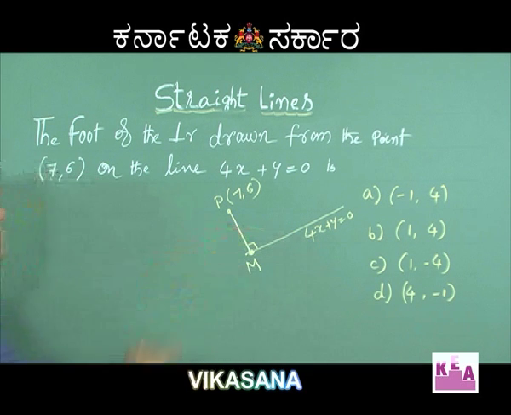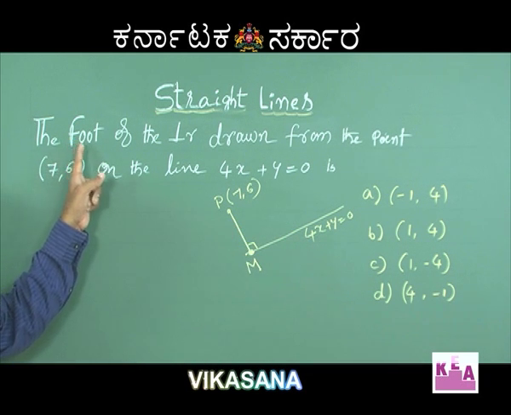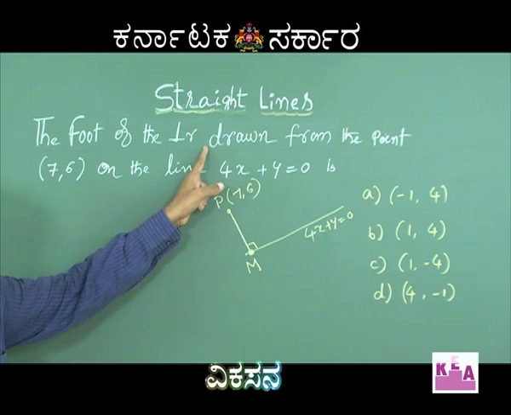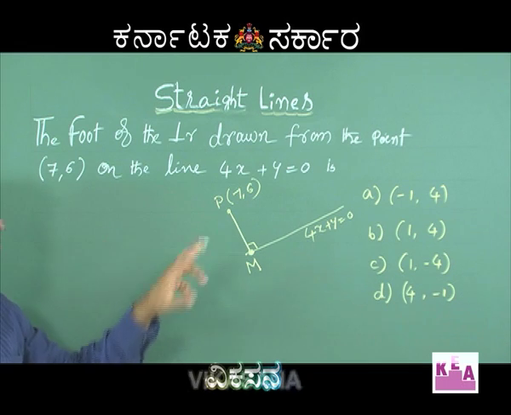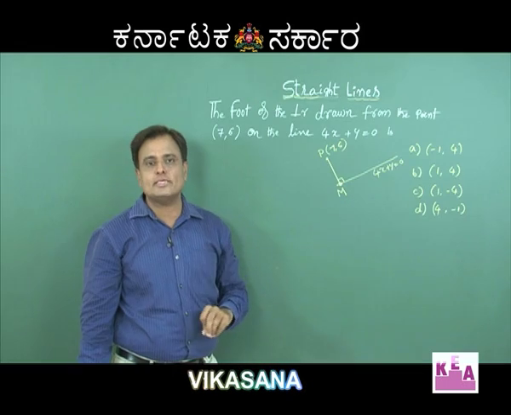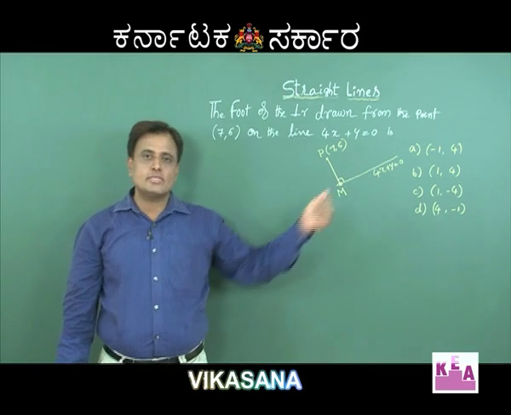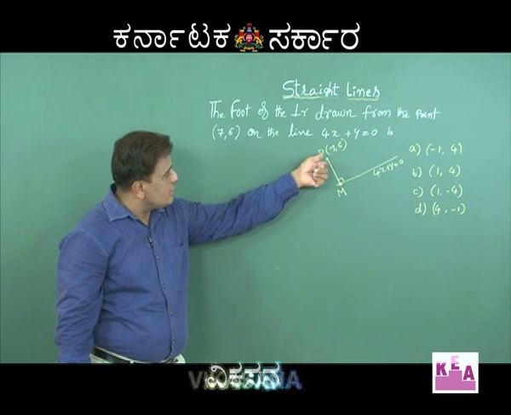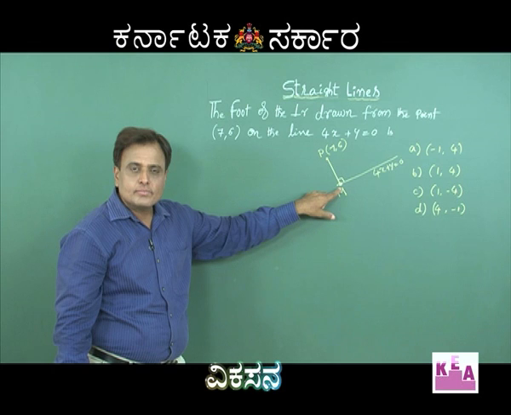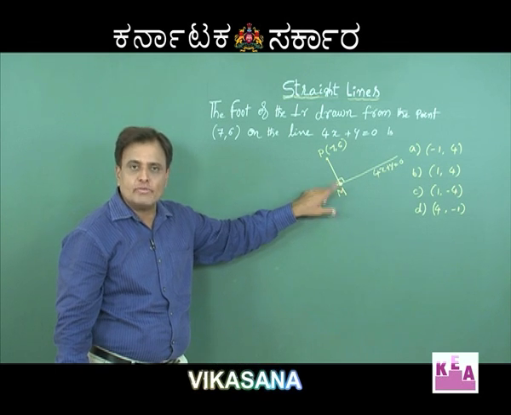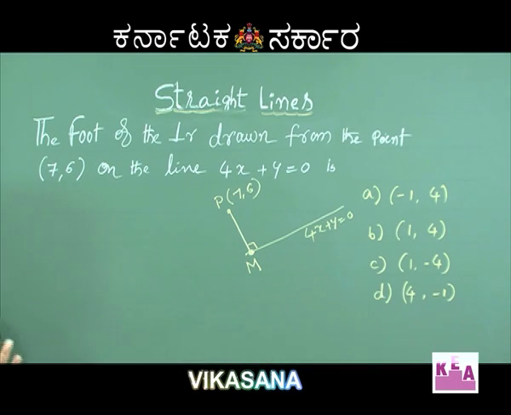Please once again read the question properly. We have to find the coordinates of the foot of the perpendicular drawn from the point 7, 6 on the line 4x plus y is equal to 6. Once again see this. The given point is 7, 6. Draw the perpendicular to the line. Therefore, M will be the foot of the perpendicular. We need to find out the coordinates of this M now.